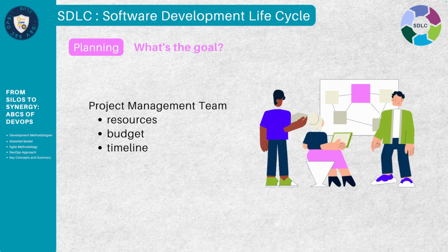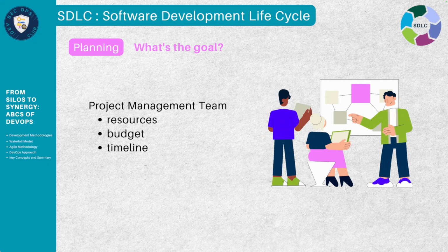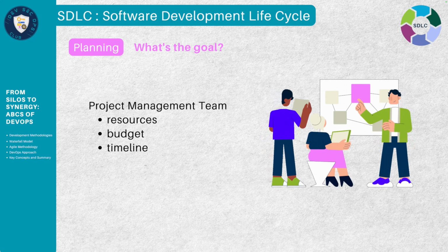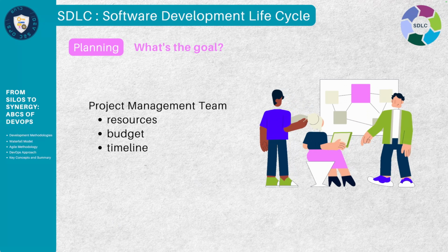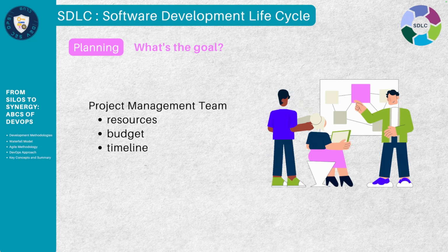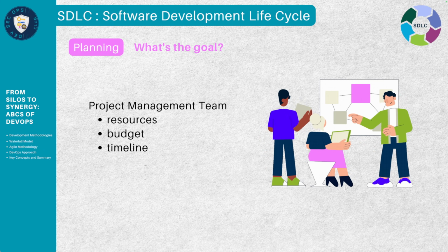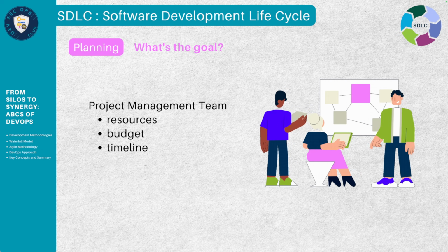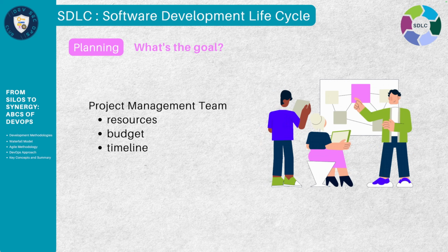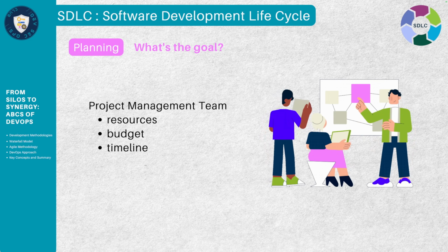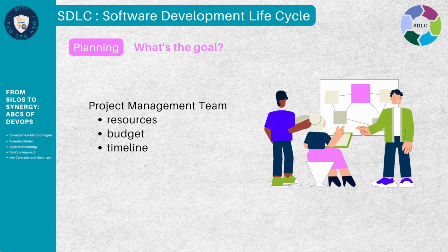So similarly, in the planning phase, the question is what's the goal, what do we want to achieve, right? So in the planning phase, the project management team is involved here. The project management team decides, okay, what kind of resources they need, how many people they need, what budget they require, and for example, do you really have sufficient developers in place or not, or does the company have to hire more people, right? So budgeting and also the timeline.